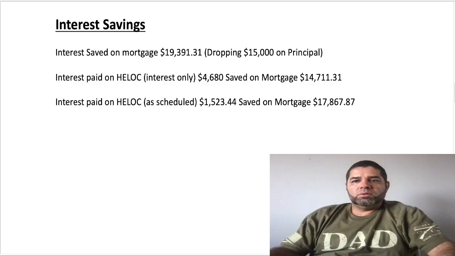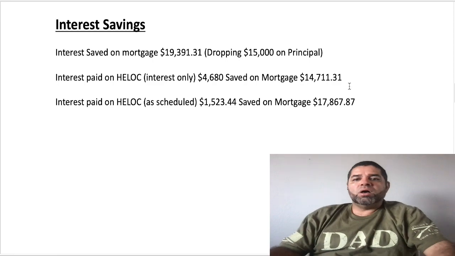Now let's go over the interest savings. The interest savings on the mortgage was $19,391.31. That's when we initially dropped that $15,000 on the principal.